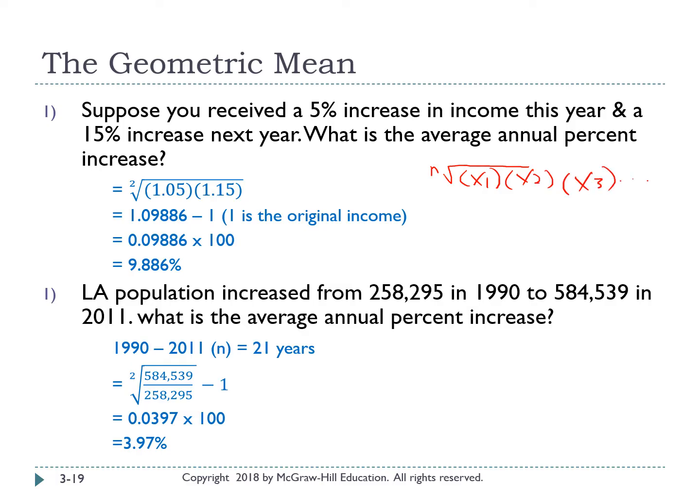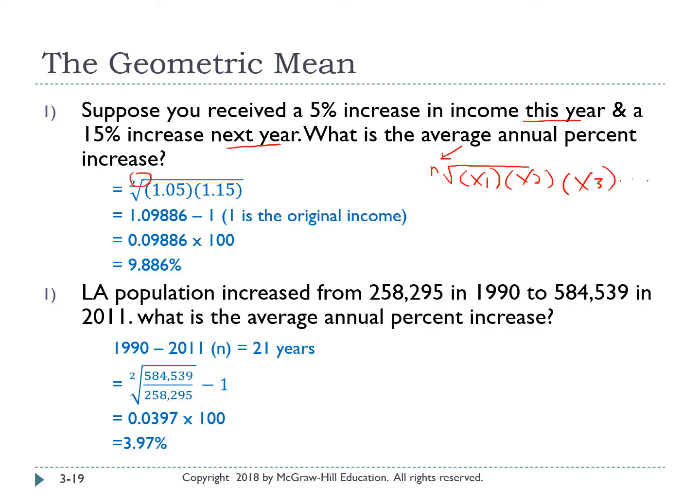So in this case, what is n? n is the number of years. How many years are you talking about in this question? You are talking about this year as well as next year. So your n is equal to 2. Okay, so you have to put a square root. Let me tell you this information.